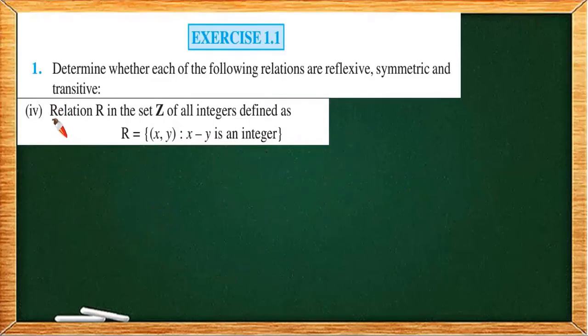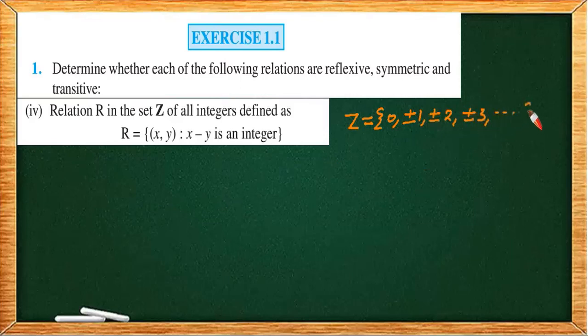It is question number 1, fourth part. R is a relation defined on set Z of all integers defined as this. Ordered pair (x, y) such that x minus y is an integer. So first of all, we take the set of integers as 0, plus minus 1, plus minus 2, plus minus 3, and so on.